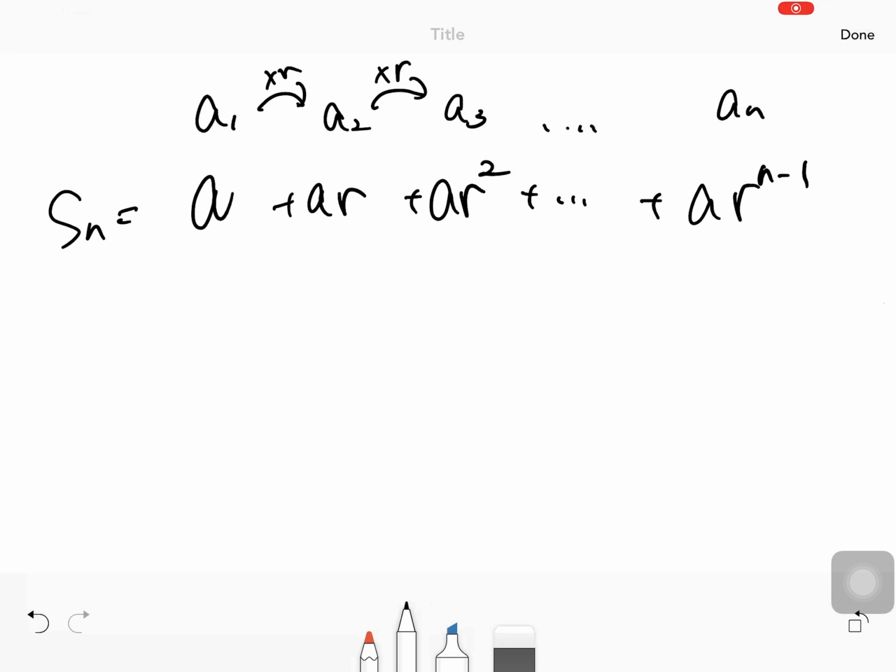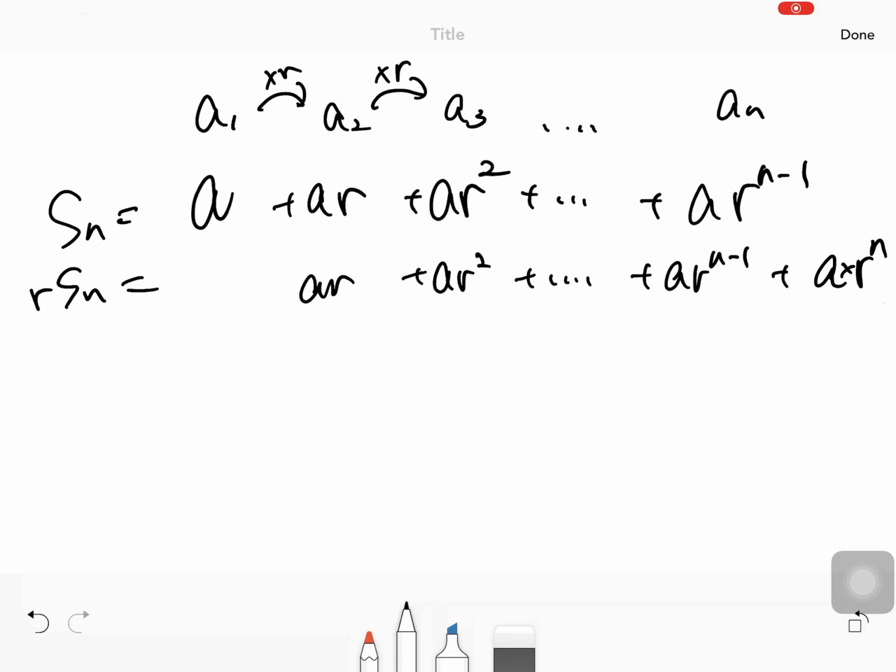And you multiply r to Sn. I'll explain why later. It's going to be ar plus ar squared plus, like that. But let me organize it. I move it to the right, so I put ar here, ar squared here, up to ar to the power n minus 1. Then I move to the right, so I get one more term here, a times r to the power n.